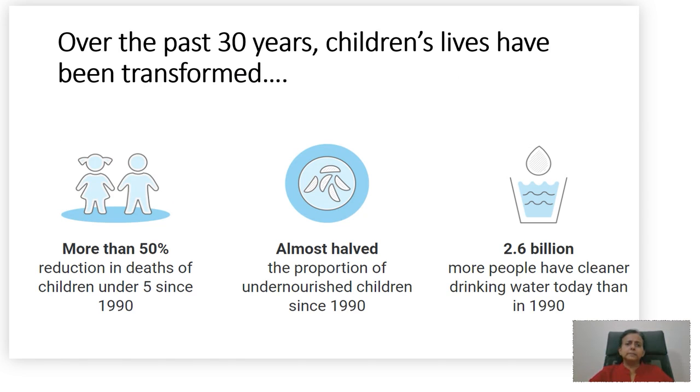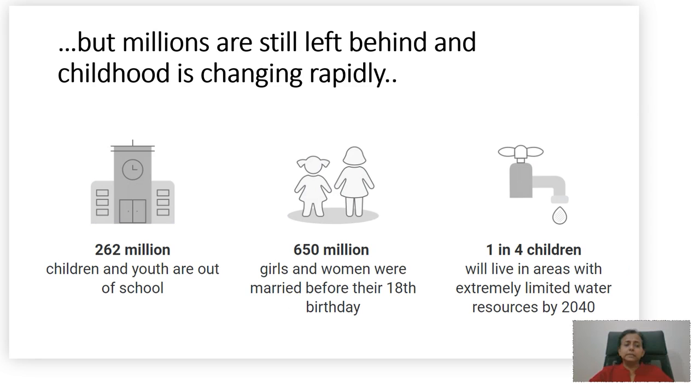Over the past 30 years, children's lives have been transformed, with more than a 50% reduction in deaths, almost half less undernourishment, and 2.6 million protected with clean water. But still, several millions are left behind because of the rapidly changing environment. Nearly 262 million children and youth are out of school, more than 600 million girls are getting married before their 18th birthday, and 1 in 4 children have limited clean water access as well.